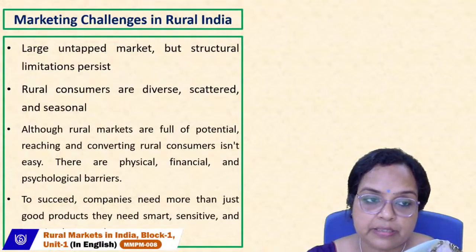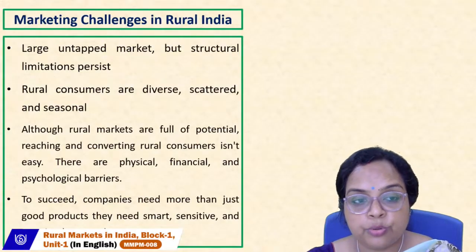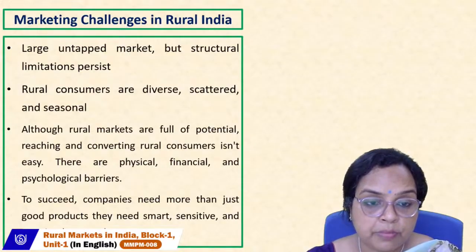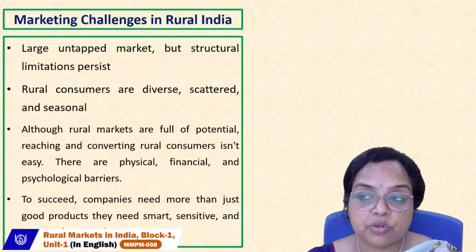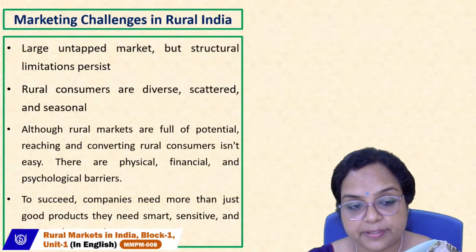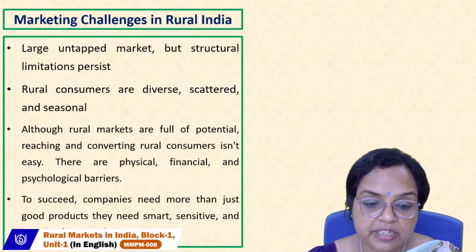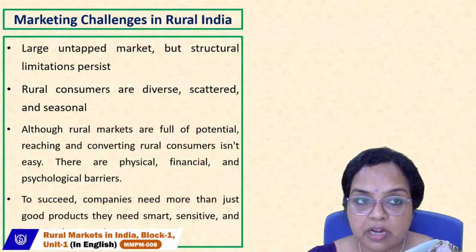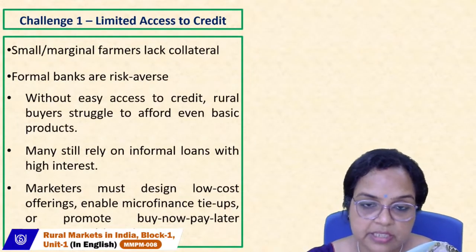The first challenge is a large untapped market, but structural limitations persist. Rural consumers are diverse, scattered, and seasonal. Although rural markets are full of potential, reaching and converting rural consumers is not that easy. There are physical, financial, and psychological barriers. To succeed, companies need more than just good products; they need a smart, sensitive, and sustained approach. These are the challenges for rural India, and we will discuss every challenge in detail.